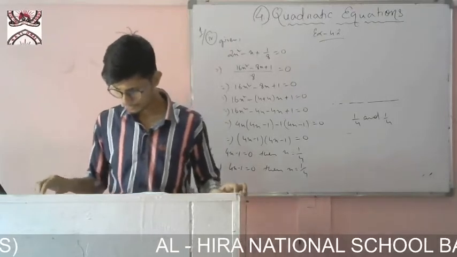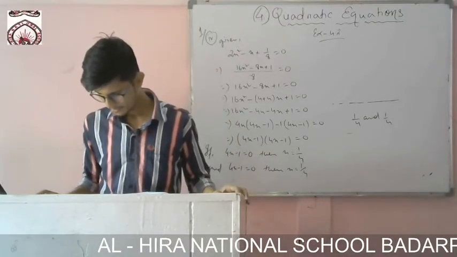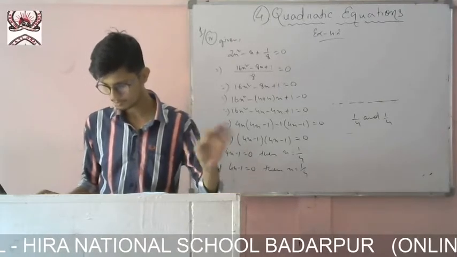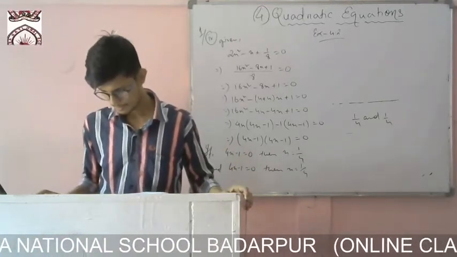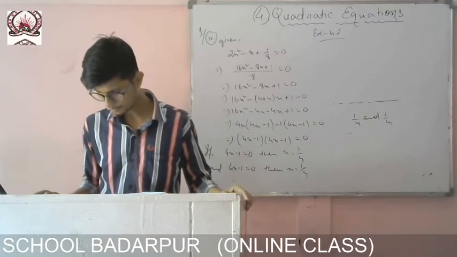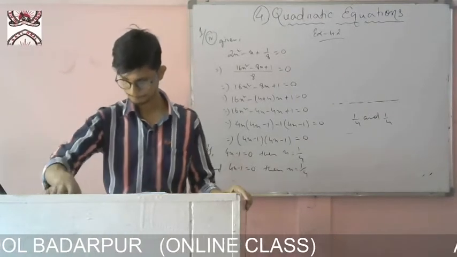Question number Roman number 5 you try. Okay, 6 you correct the question, you write it is equals to 0. 7 also it will be equals to 0, you write it. Okay, let me do Roman number 8.